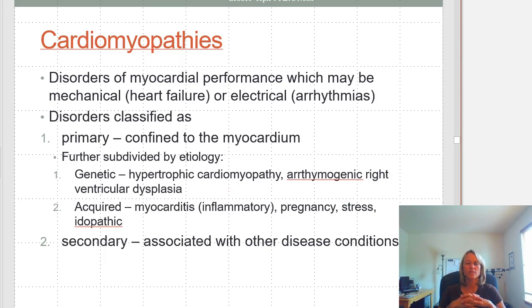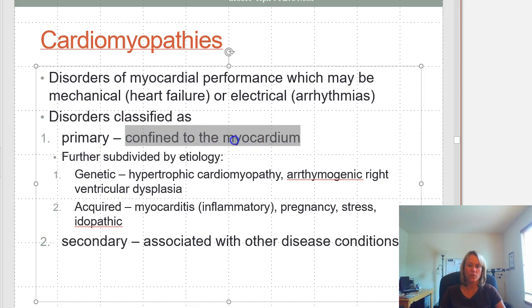Cardiomyopathies. These are disorders of the myocardium, which leads to problems in myocardial performance, which can be mechanical, causing heart failure, or electrical, causing arrhythmias. These disorders are classified as primary, those which are confined to the myocardium, or secondary, that are associated with other diseases or conditions. The primaries are further subdivided by etiology, being genetic or acquired cardiomyopathies.